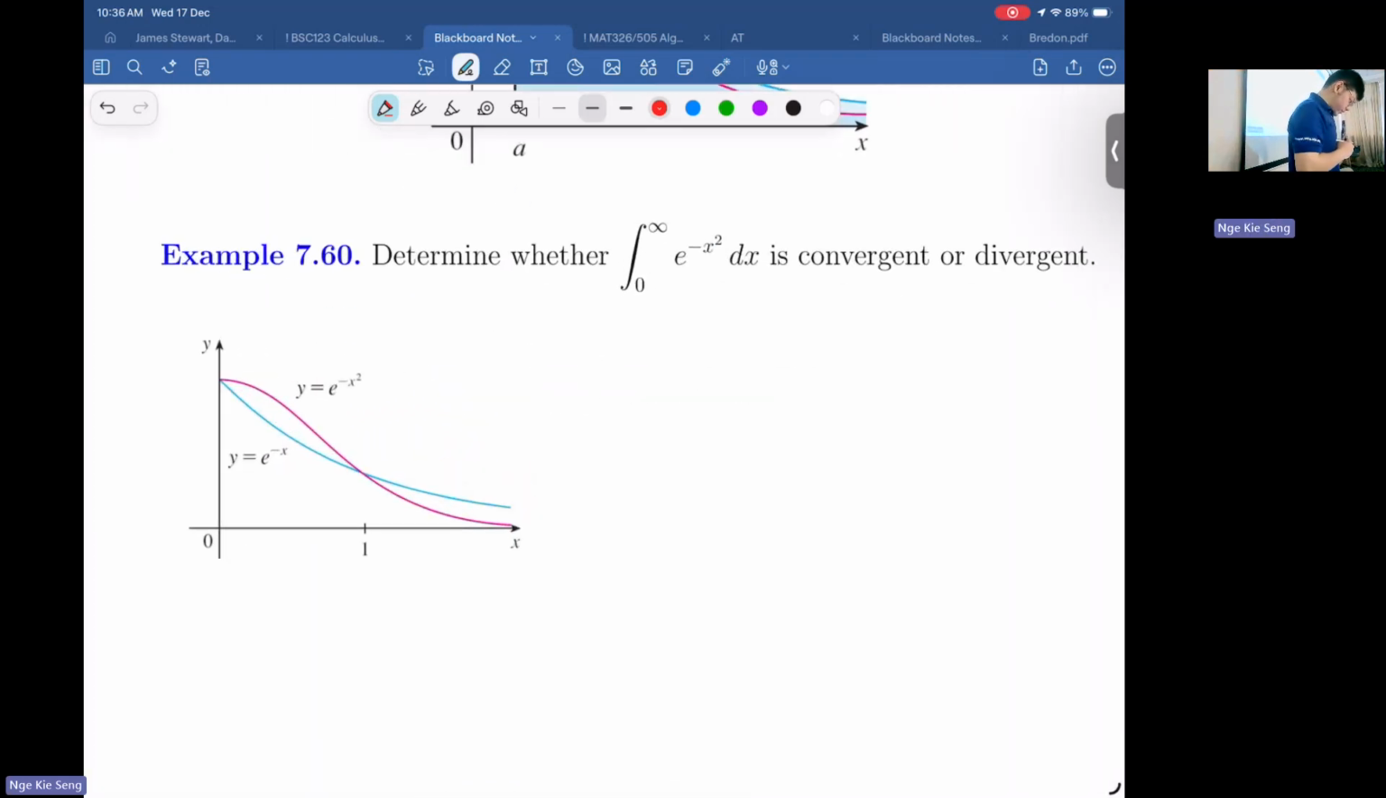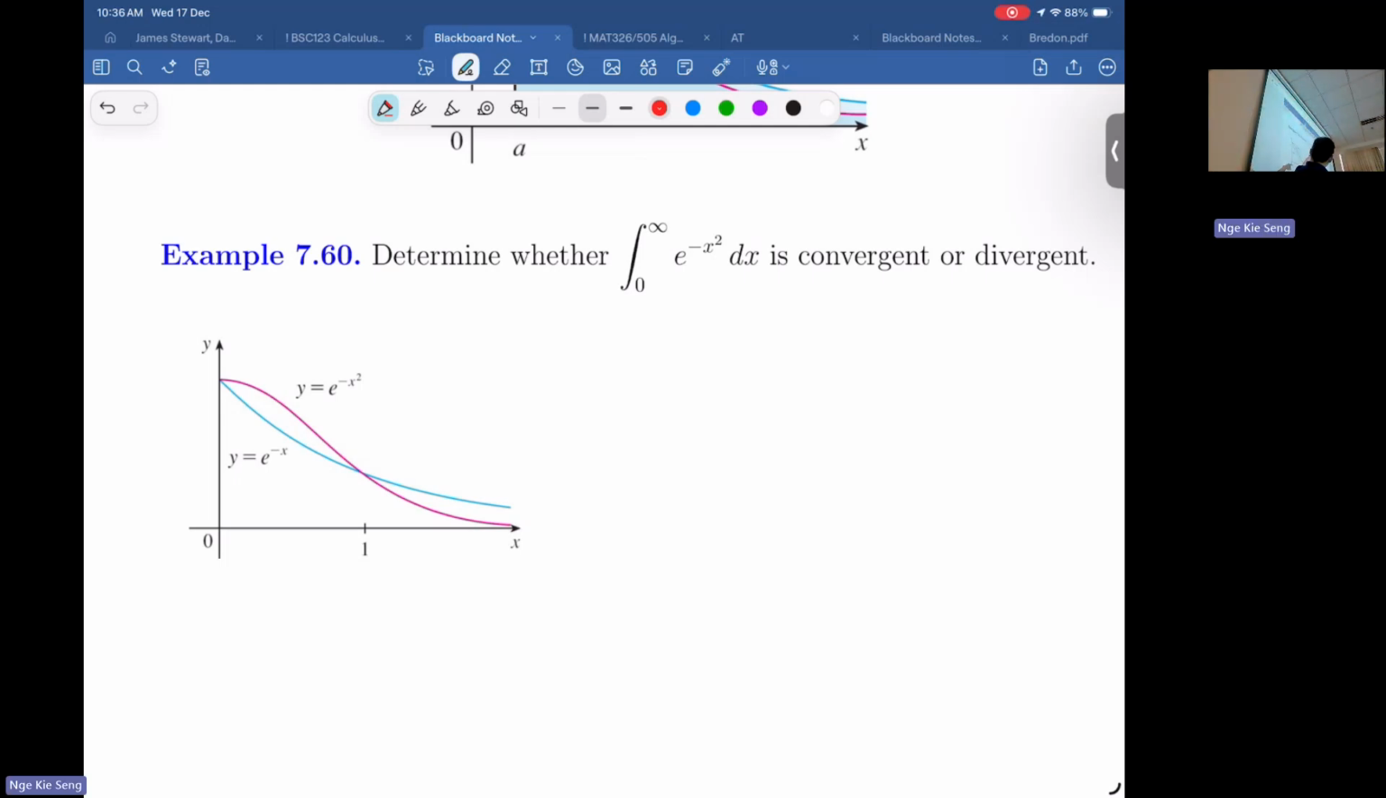So for example, in this question here, determine whether e to the minus x squared is converging or not. Okay, so we plot this graph for you, e to the minus x squared, and then we also show you e to the minus x. So what's the reason here?